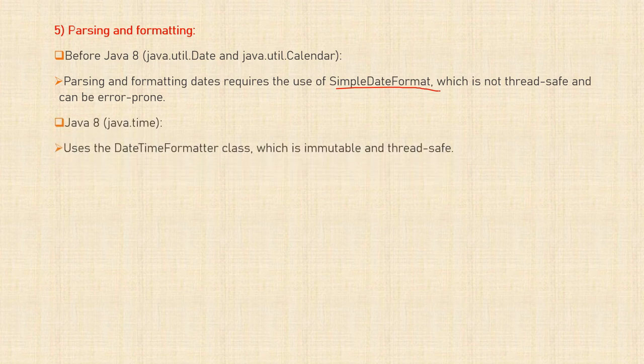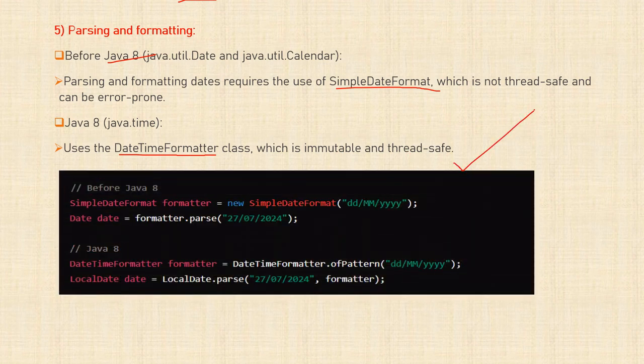And in Java 8, you can use DateTimeFormatter to format your date and time. DateTimeFormatter is immutable and thread safe, so it is easy to use in a multi-threaded environment. So how can you use it? This is an example you can take.